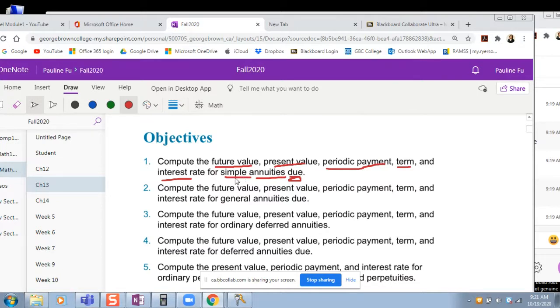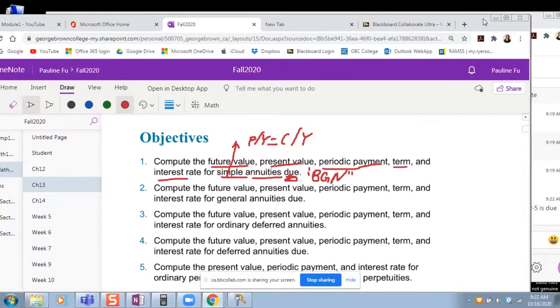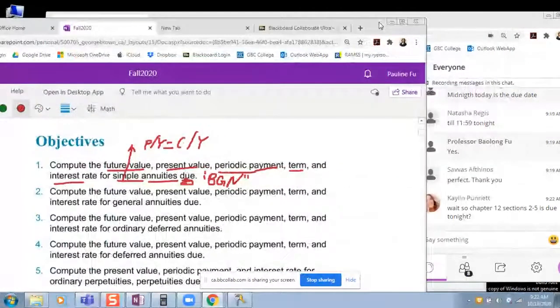Remember what is simple annuity? Simple means PY equal to CY. That is simple. Annuity due means payment is made at the beginning of a period. Remember in Chapter 11 and Chapter 12, payment is made at the end of each month, at the end of each quarter. Now, in Chapter 13, payment is made at the beginning.